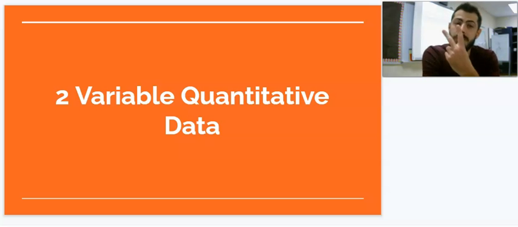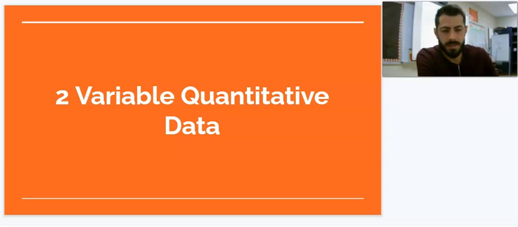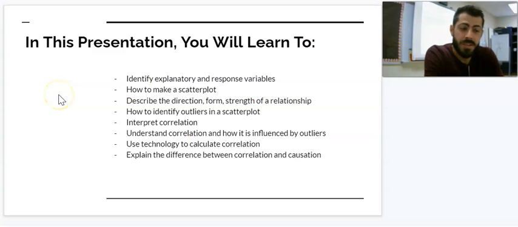Okay, so now we're going to get into two-variable quantitative data. We just did categorical, now we're going to do quantitative. So, in this presentation, you're going to learn how to identify explanatory and response variables, how to make a scatter plot, describe the direction, the form, the strength, and relationship between two quantitative variables, interpret correlation, understand what correlation is and how it is influenced by outliers.